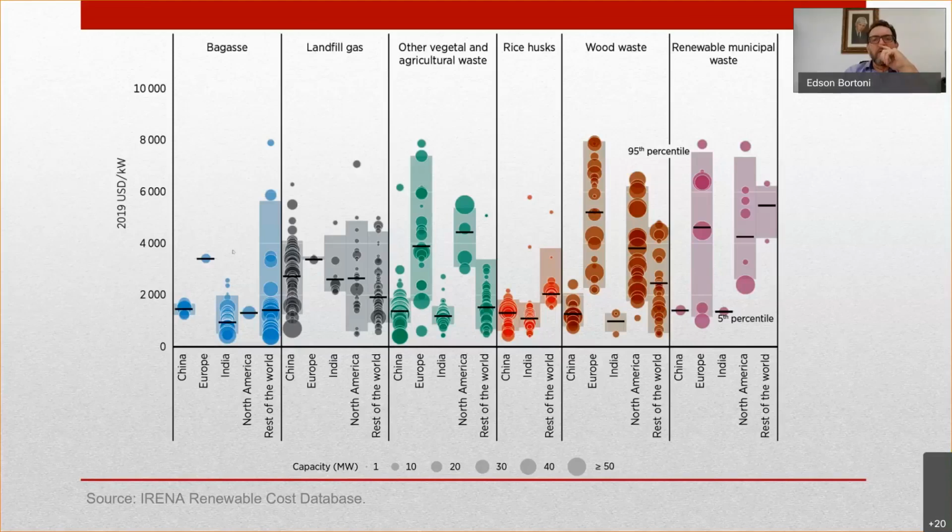Here you have other vegetables, rice husks, wood waste, and renewable municipal waste. So you can see here. By the way, this information is from IRENA, the International Renewable Energy Agency.